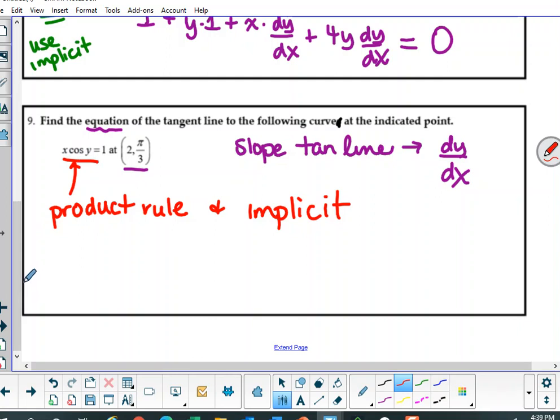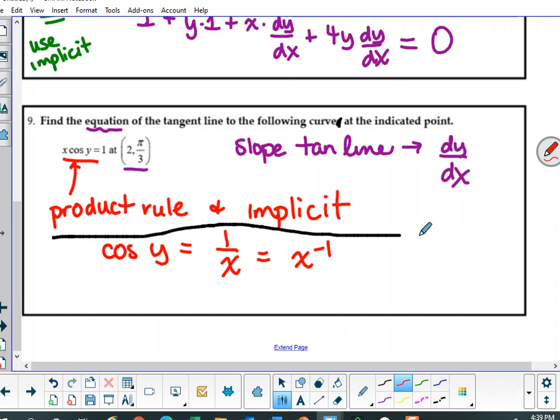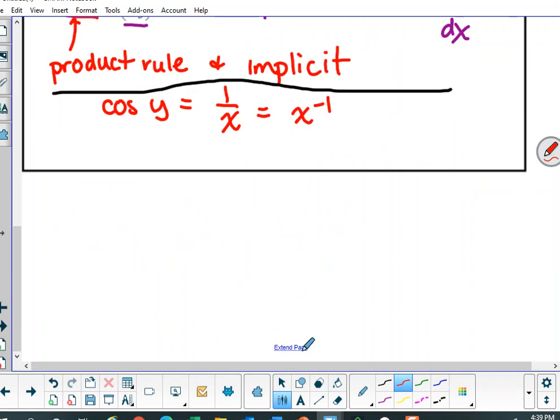There's a couple different options, but you could, if you wanted to, rewrite this as cosine of y equals 1 over x, or x to the negative 1, and then take your derivative. We don't know how to do anything with an arc cosine derivative yet, so I'm not going to undo the cosine, but if I took the derivative here, this could avoid the product rule. Ooh, I'm just thinking about this in a different way. Yeah, let me kind of explore this.